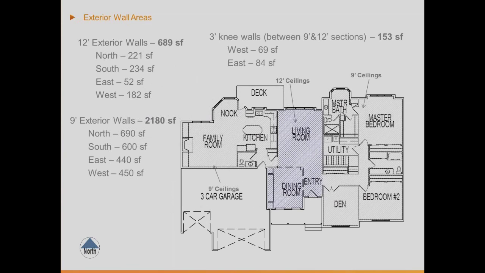Here are all the exterior walls for this project. So I have some walls. I said I had some knee walls, so I have a cathedral ceiling. So I have some 12-foot walls on these plans. And I have some typical walls that are 9 feet. I've done the orientation and the square footage for this project.